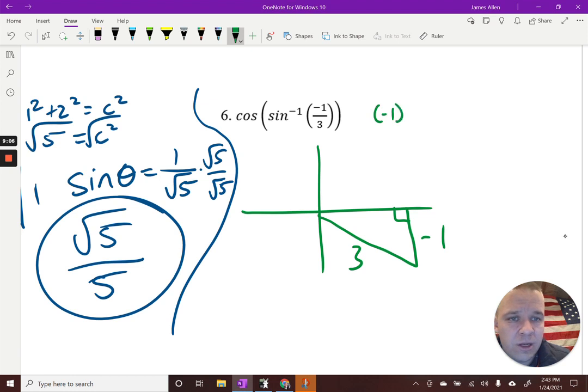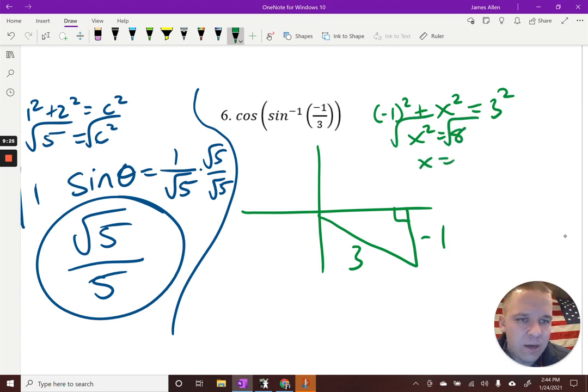So -1 squared plus, I'm going to call it x squared because this right here is my x value. It's on my x-axis. So I'm going to go with x squared equals 3 squared. And then x squared is equal to 9 minus 1, which is 8. So x, once I take the square root on both sides, I'm going to get 2 root 2. So that's 2 root 2 for that side. Okay, and this is my angle theta. Now, what's the cosine of theta?